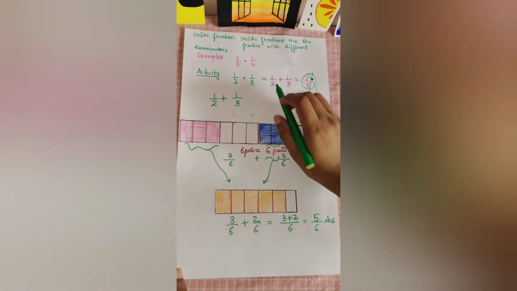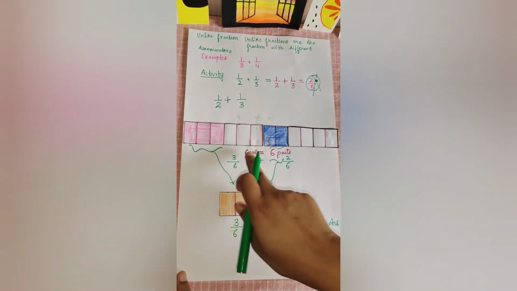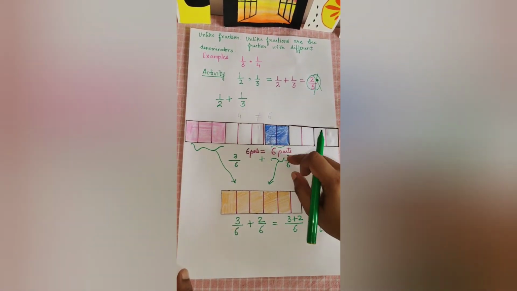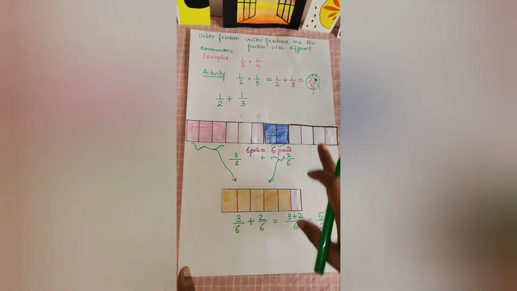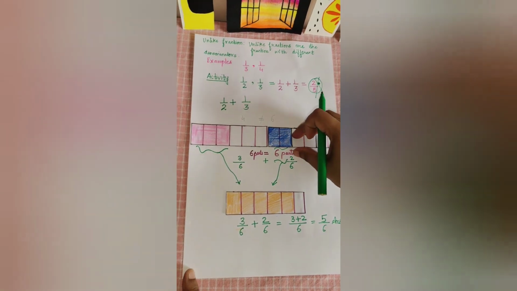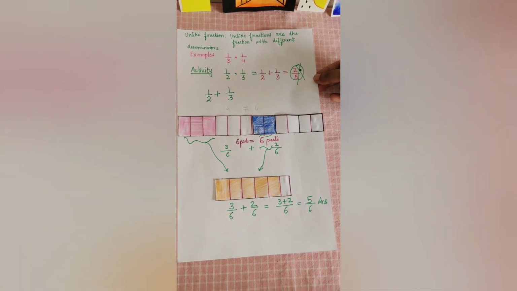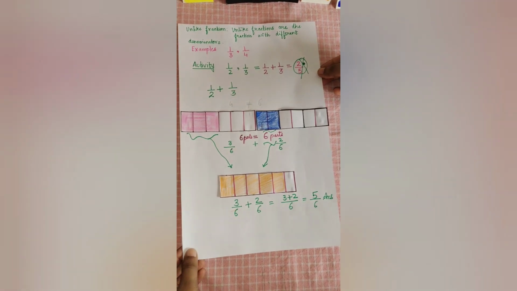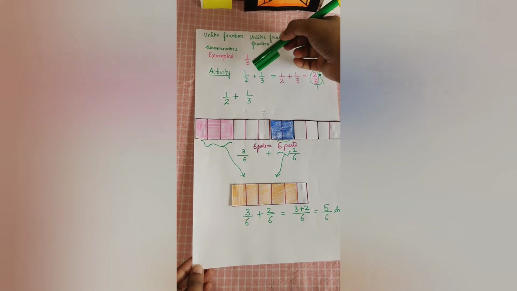Firstly, we will convert them into like fractions, as we have converted to 6 equal parts. Now after that we are allowed to add. You are not allowed to add immediately, not at all. Convert into like fractions, then add accordingly. This way we have completed our activity. We have performed our operation on these fractions, 1 by 2 and 1 by 3.